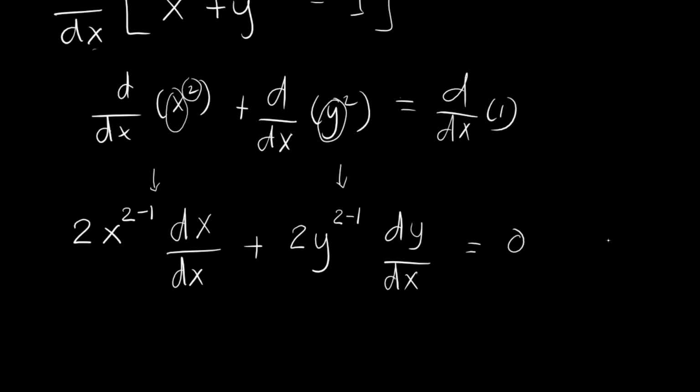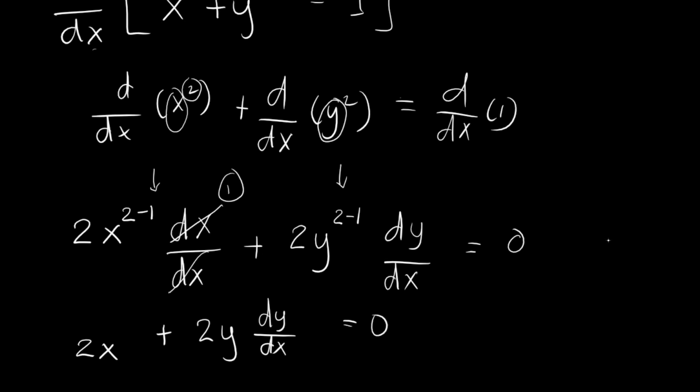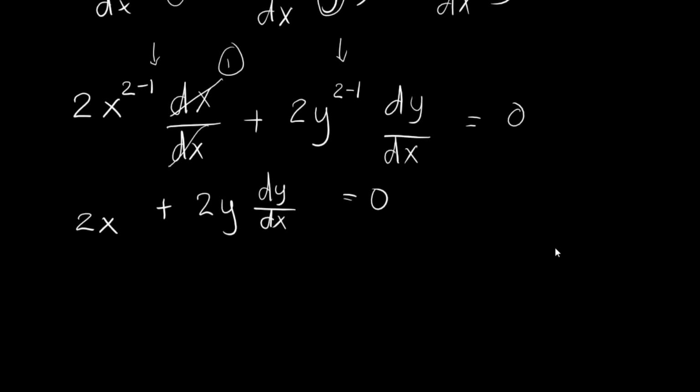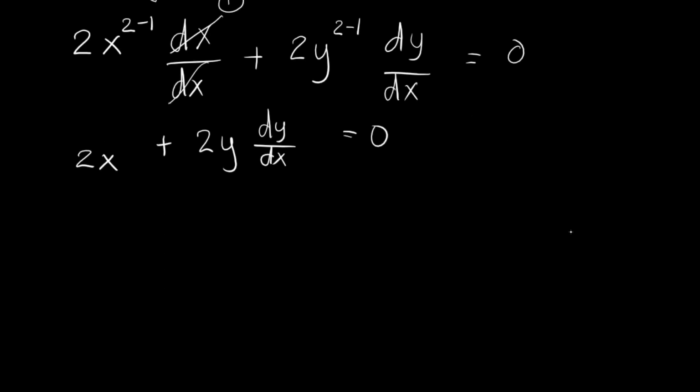Ngayon, isa-simplify na natin siya. So, 2x raised to 1. So, 2 minus 1 is 1. And derivative of x with respect to x ay 1. Hindi ko siya kinancel talaga, pero ang derivative of x with respect to x ay equal sa 1. And plus 2y raised to 1. Then, meron kang dy over dx na nakamultiply sa kanya. Okay? Then, i-equate nyo siya sa 0 dahil 0 is the derivative of your constant.